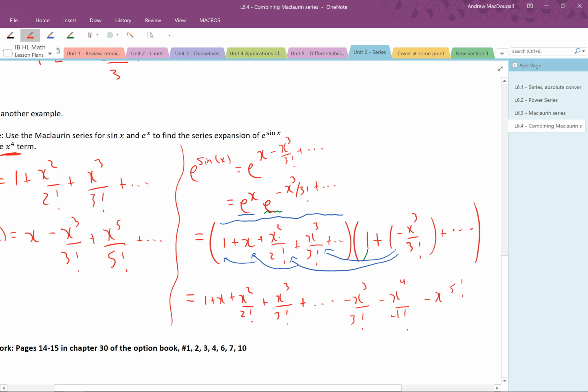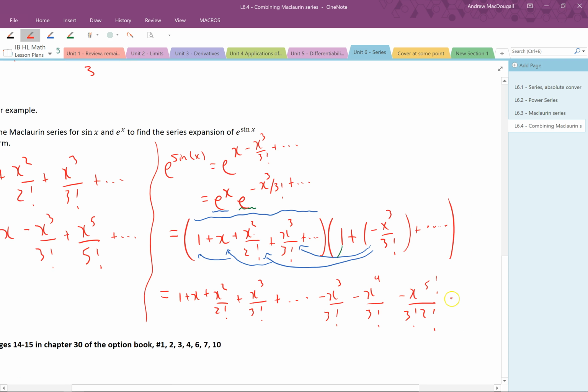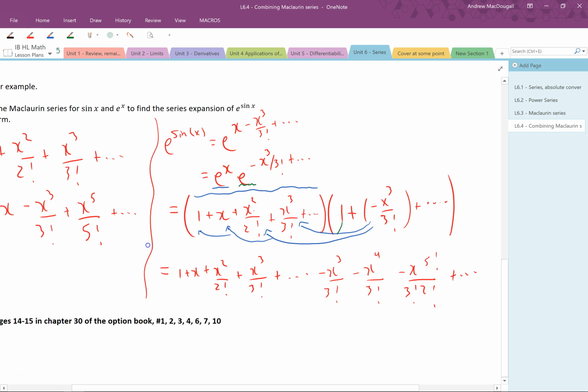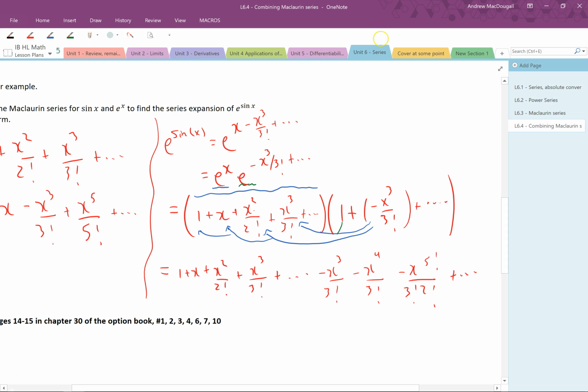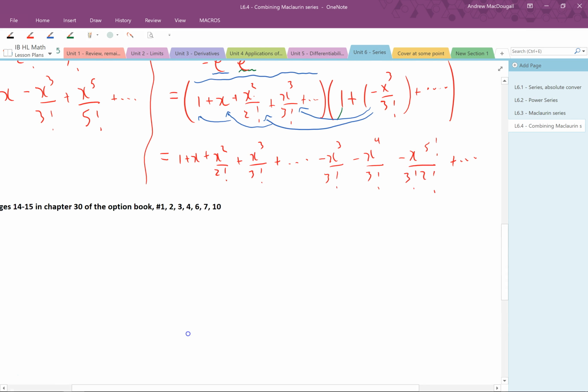And I don't know where I got 3 factorial from. That should be 3 factorial again. This one should be 3 factorial, 2 factorial. And then this should be x to the, well, actually I know I don't need any x to the 6 terms, so I'm just going to stop there. So it's very nice that they told me to stop at x to the 4. There aren't actually that many x to the 4 terms.